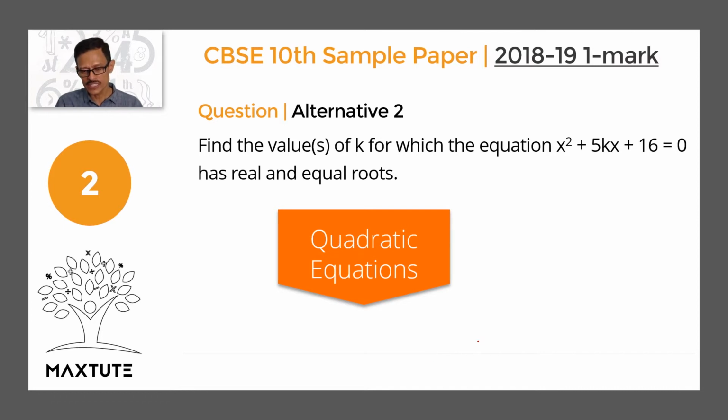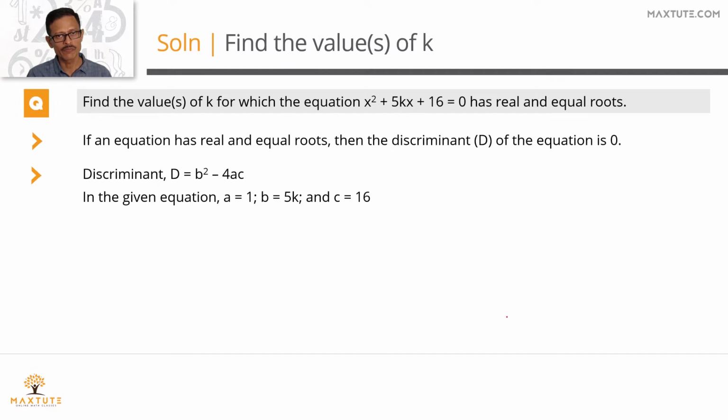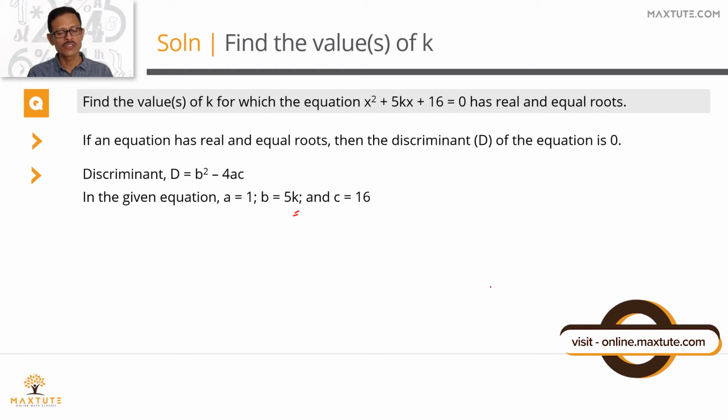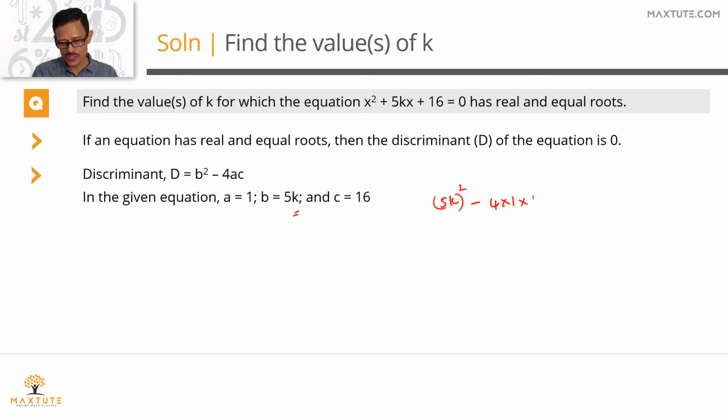Find the values of k for which the equation x square plus 5kx plus 16 equals 0 has real and equal roots. When will a quadratic equation have real and equal roots? A quadratic equation will have real and equal roots if its discriminant b square minus 4ac equals 0. In this question, a equals 1, b equals 5k and c equals 16. So let's compute b square minus 4ac and then equate it to 0. b square is 5k square minus 4 into 1, which is a, into 16, which is c. This equals 0. So 5k squaring it will give us 25k square minus 64 equals 0.